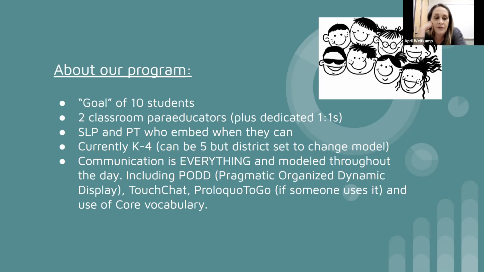And when people come in, the first thing that they will see is we do a lot of embedded communication in the classroom. It's a major focus of everything that we do. And the thing that I always like to say is communication is writing and writing is communication. Our kids have alternative ways of communicating. So they are all very complex communicators. You could come in and you would see PODD, which I did not bring mine, I apologize, a pragmatic, organized, dynamic display.